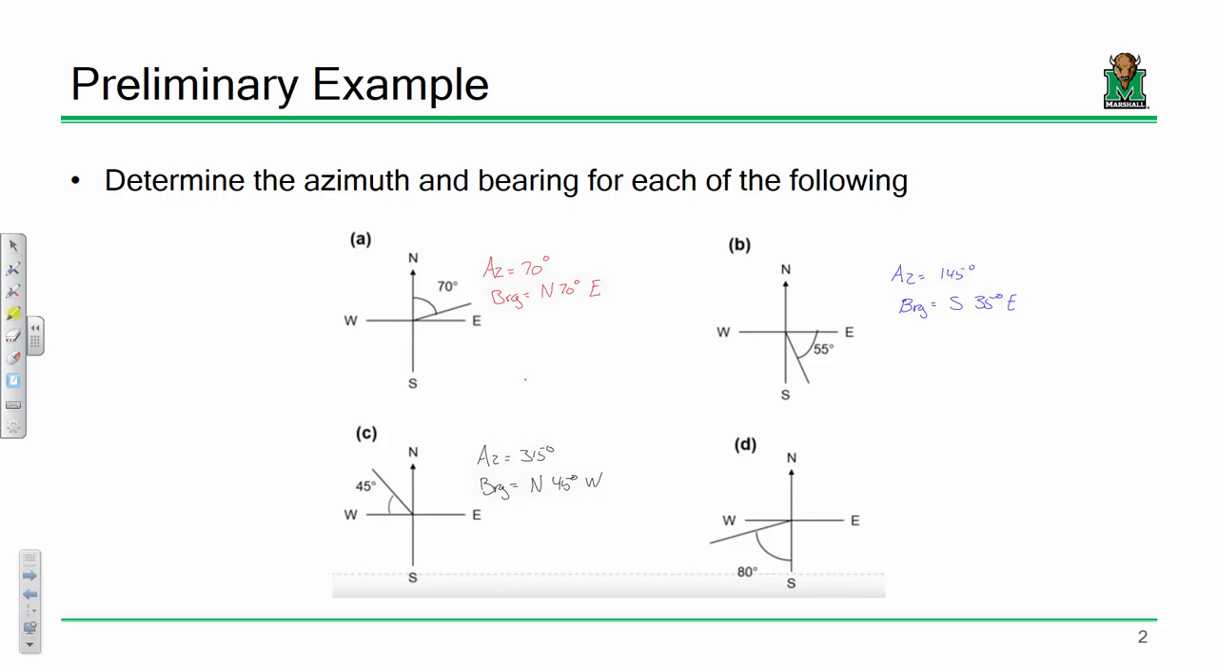All right. Lastly, let's look at D. What's the azimuth? Can you help me out? 260. Now the bearing. South 80 west. Okay. All right. When's the last time you looked at that?